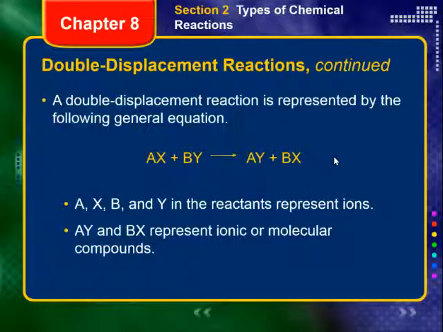Okay, we're never going to have similar elements together because those are the ones doing the replacing. Okay, because again, these are ions here. These are ions in solution. AY and BX represent ionic or molecular compounds.